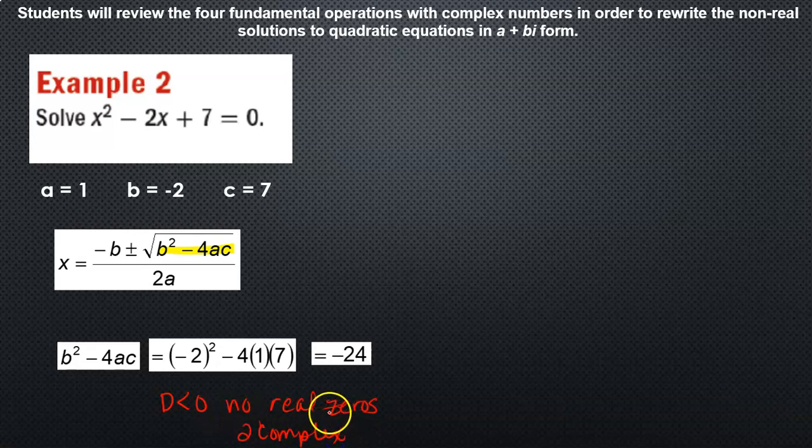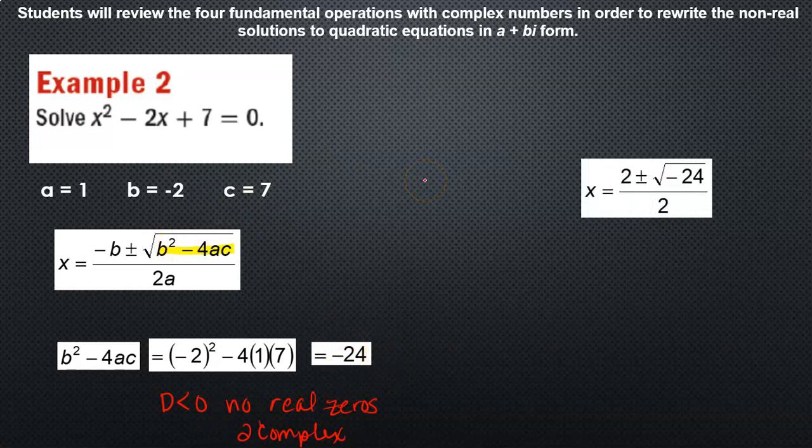Okay, everything's going to have an i in it. So what I'm going to do now is take this 24 and it's going to go in for my discriminant. So I have negative b, so the opposite of negative 2, which is 2, plus or minus the square root of negative 24.